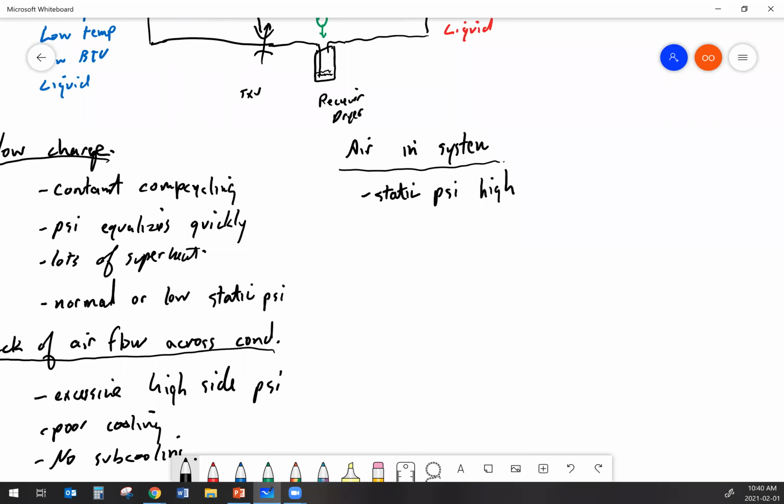Your static pressures are high because air and refrigerant do not mix together. If you've got air and refrigerant in the same container, whether that container be your refrigerant recovery bottle or the air conditioning system on a machine, the air and the refrigerant won't mix, and that drives the pressure up in the system. When you try to run the system, you're going to have poor cooling performance, and you're going to notice that your high side pressures are way higher than what they should be.